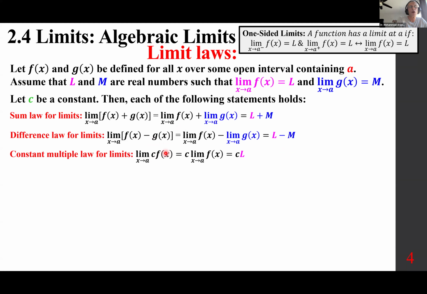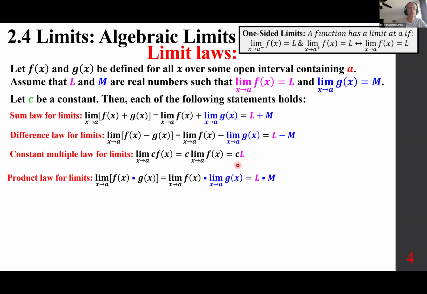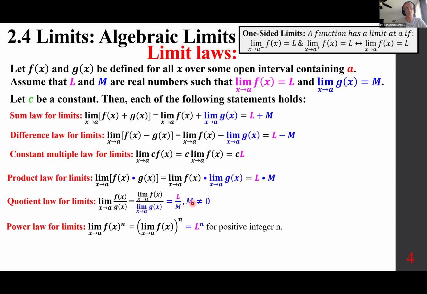The limit of a constant multiple. If you have a constant times f of x, you can take the c out, and it becomes c times the limit of f of x as x approaches a, or c times L. The product law. The limit of the product is the product of the limits, L times M. The quotient law. The limit of the quotient is the quotient of the limits, L over M. As always, the denominator, in this case M, can't be 0.